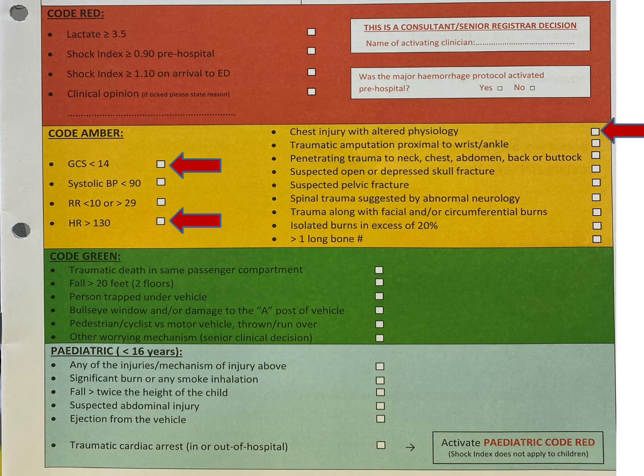I think you realize in this case that Joe will need a code AMBER trauma call and will dial 2222 and request a code AMBER trauma call based on those findings. Well, three findings in this case: GCS less than 14, heart rate greater than 130, and chest injury with altered physiology. We'll together look at some of the concerning features.